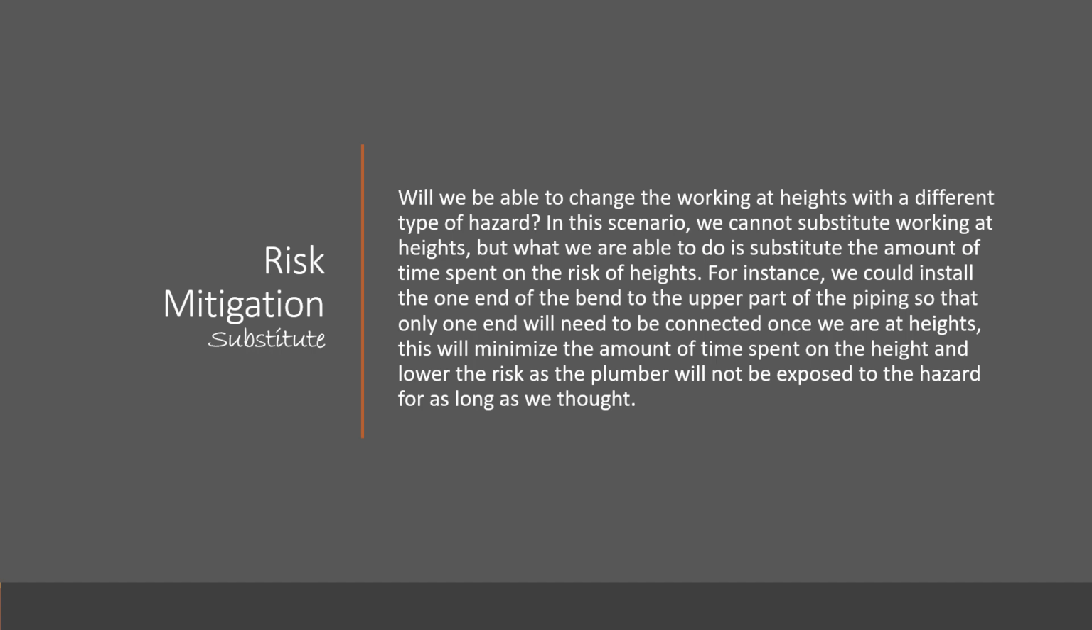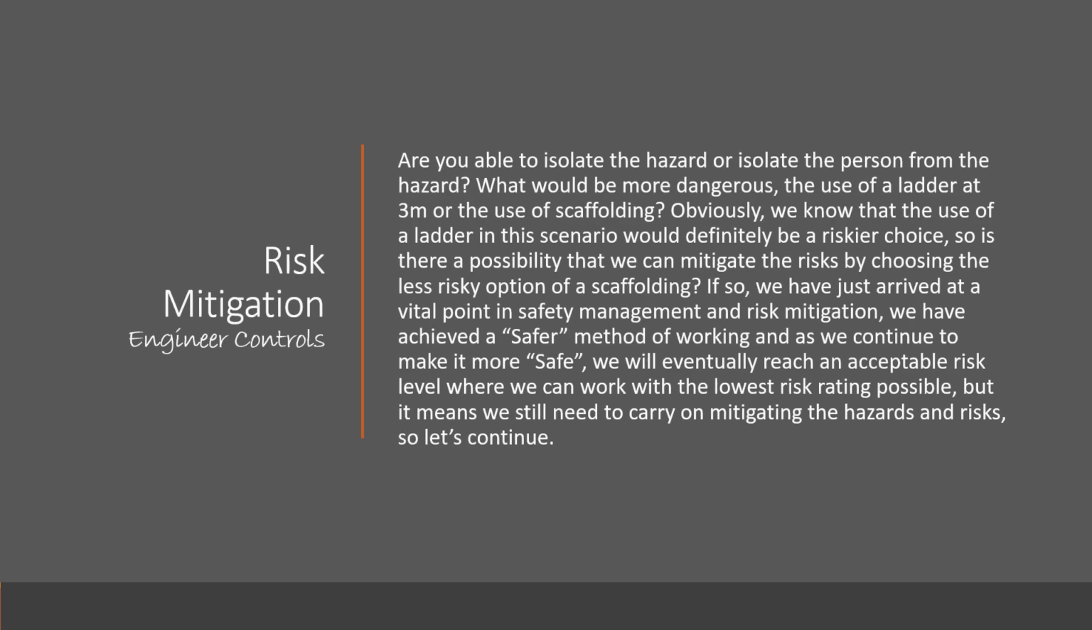For instance, we could install the one end of the bend to the upper part of the piping so that only one end will need to be connected once we are at heights. This will minimize the amount of time spent at heights and lower the risk, as the plumber will not be exposed to the hazard for as long as we thought. Even though we have lowered the risk to a degree with our substitution method, we do not stop there. We must move on to the next hierarchy of control, in this case, the engineering controls.